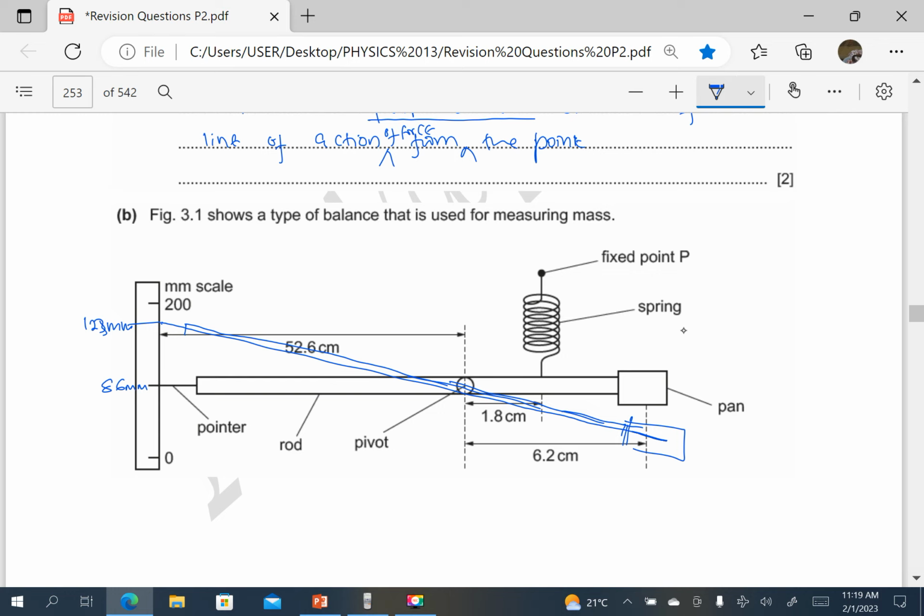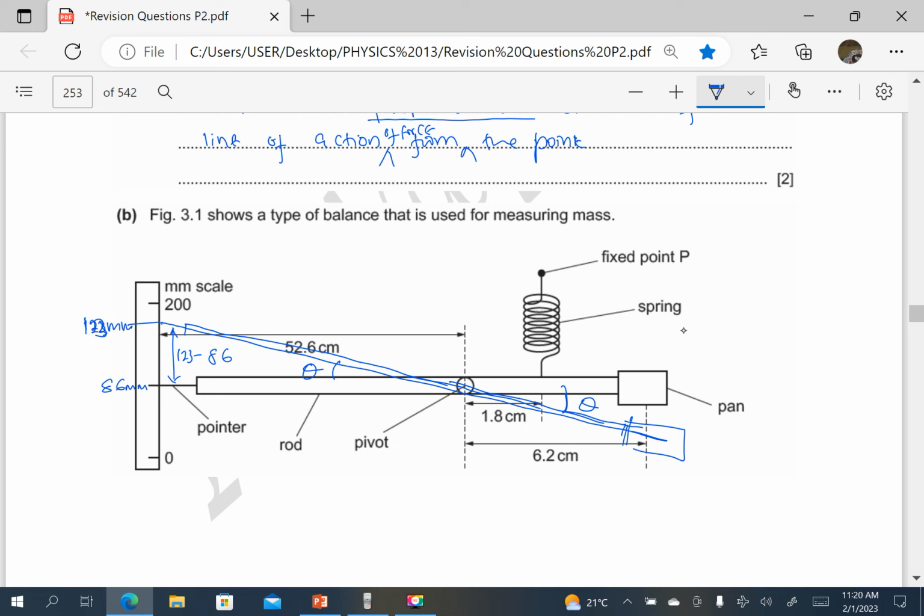So you notice that the angle which the scale makes with the horizontal, theta, is the same angle it makes on the other side, theta, using the rules of angles. These angles, I think they are corresponding angles. Okay, so this has changed from 86 to 123. This vertical height is therefore 123 minus 86. But the distance, the x-axis, is 52.6.